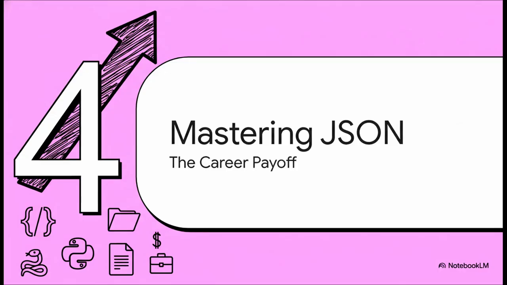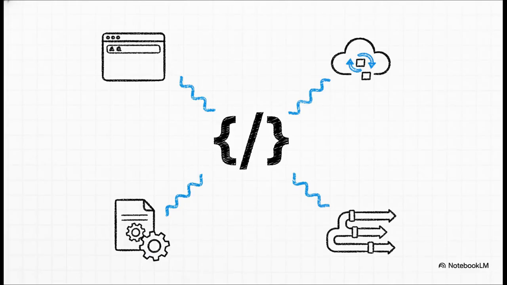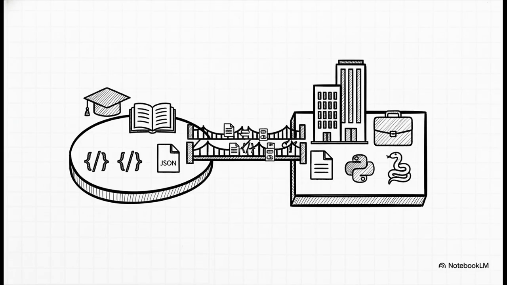So, we've gone through the technical bits. We know how to do it. But let's talk about the payoff. Why is mastering JSON one of the absolute fastest ways to level up your Python career? It's because in any modern developer job, you will live and breathe JSON. It's just a fact. Whether you're building a web app with Django that needs to talk to a front end, or you're pulling data from an API, or you're just reading a simple config file, JSON is the common thread. It is everywhere.